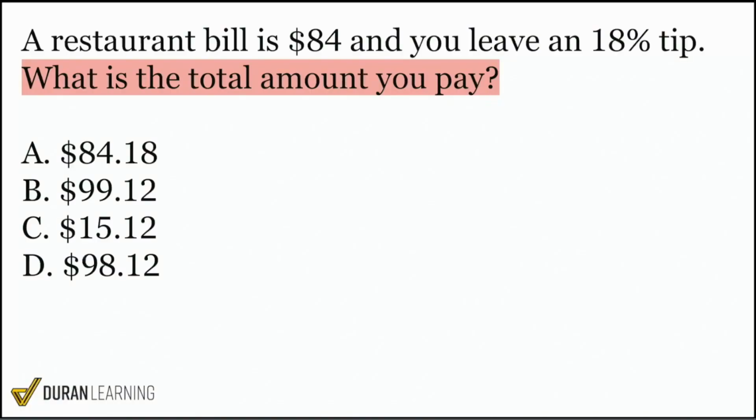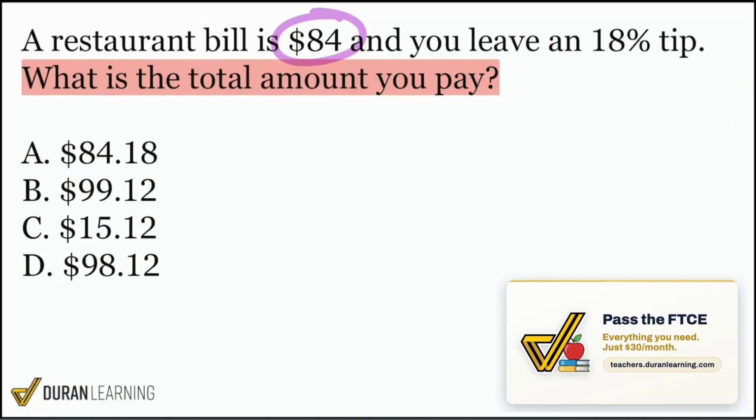Okay, so when we think about this, everybody, if we're trying to get that total amount based on the context that we see here, is it fair to say that we want to take this $84 and then add whatever an 18% tip is? Is that fair to say? Yeah, I think so too. So that's what we're thinking of here.